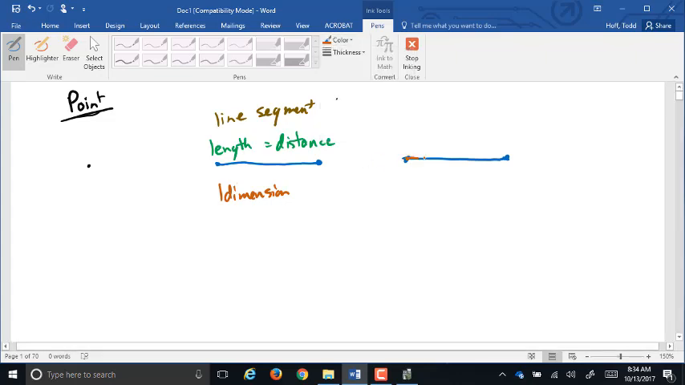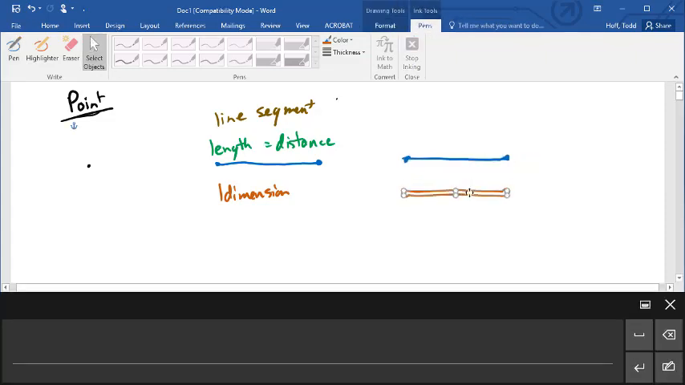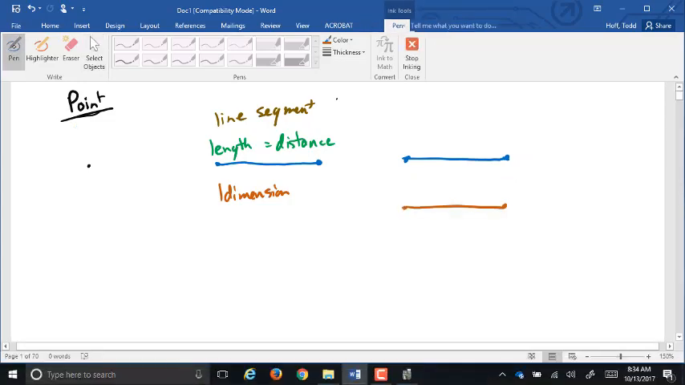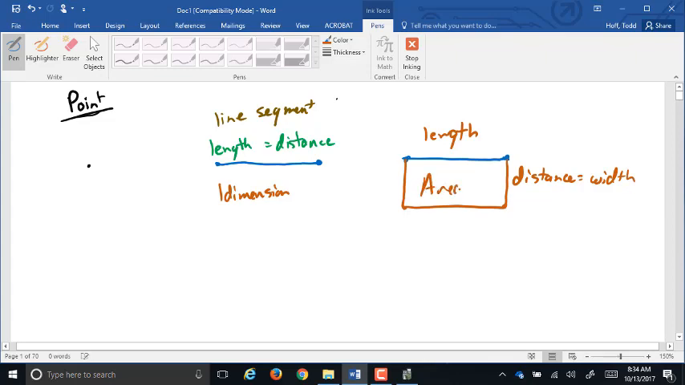Next, we took that line segment and we moved it in a second direction, perpendicular. And we realized we don't have to actually go perpendicular as long as we measure the distance perpendicular to create an area. And the size of that area is related to the original length of that line segment times the distance it was moved, which we usually refer to as a width. So area was length times width.